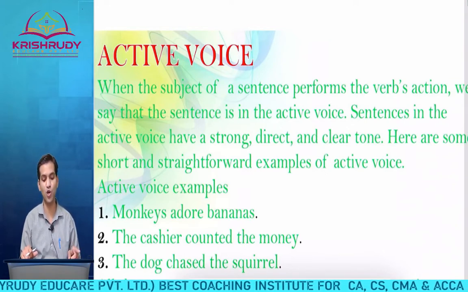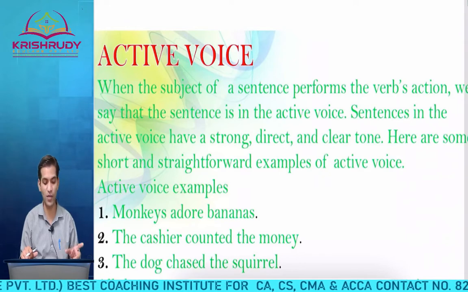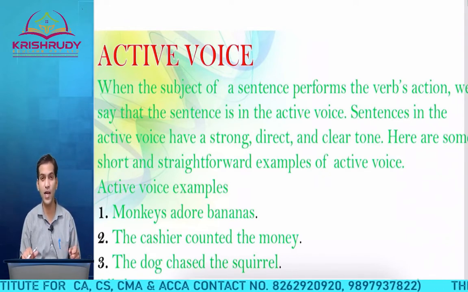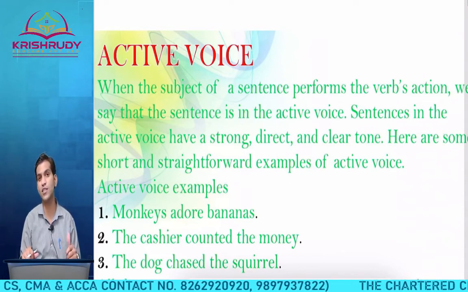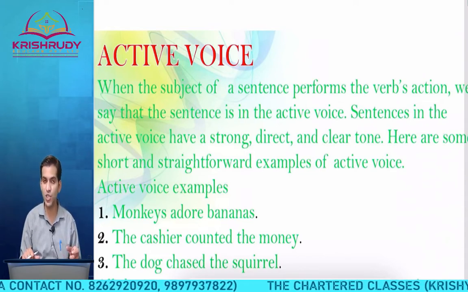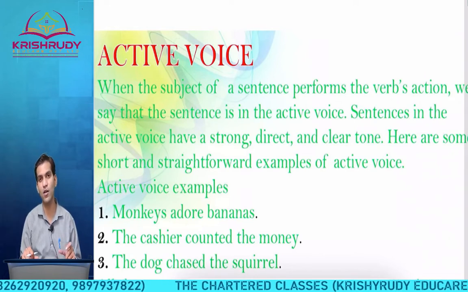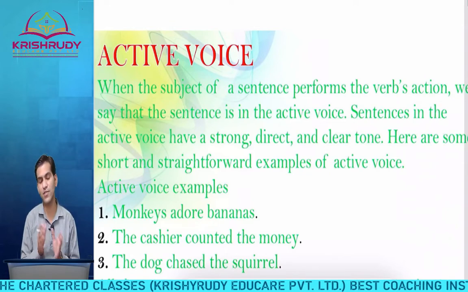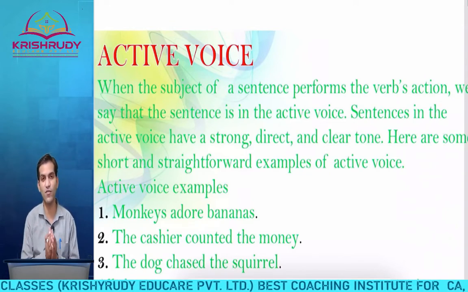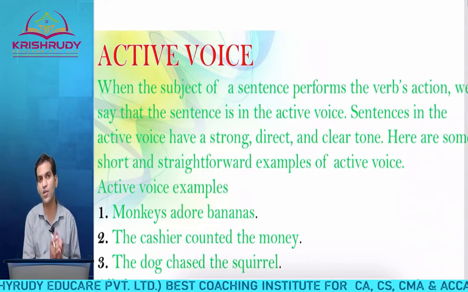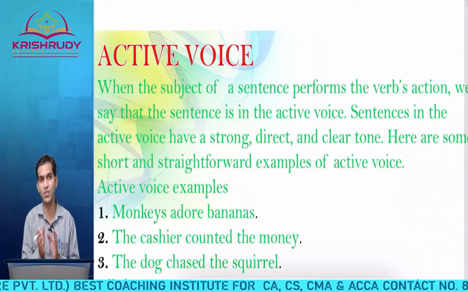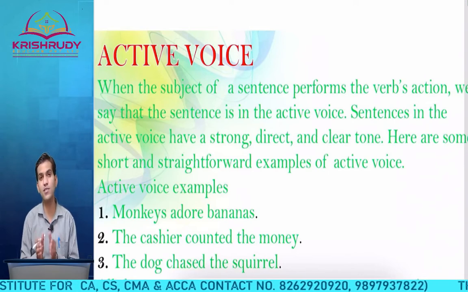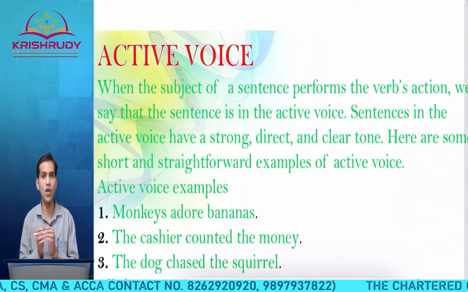Here are some short and straightforward examples of active voice, right? So in easy words we can say that an active sentence is when a subject works on an object. Active sentence is easy to understand, where we see that the subject of a sentence, the doer of the sentence, is working on an object.